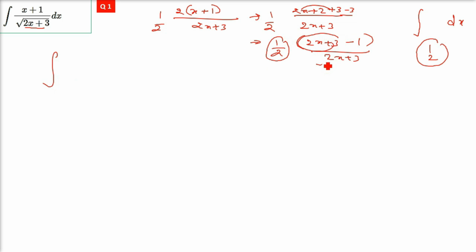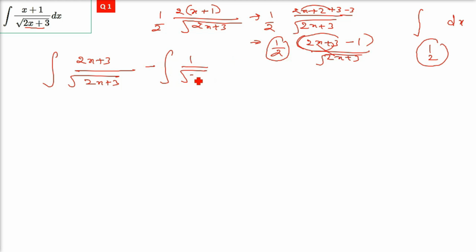So what are we left with? 2x plus 3 divided by under root 2x plus 3. The first part I have taken, and again half will be used later. 2x plus 3 divided by under root 2x plus 3 is the first term. The other term is 1 by under root 2x plus 3. So now we have got what we wanted: 2x plus 3 in the numerator, and one term with only under root 2x plus 3 in the denominator. So how are we going to do it?